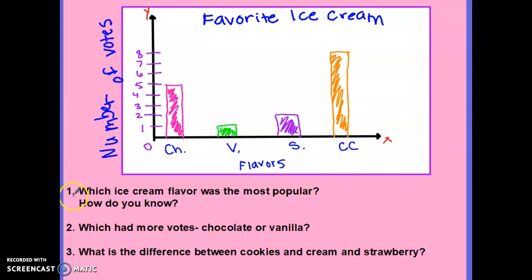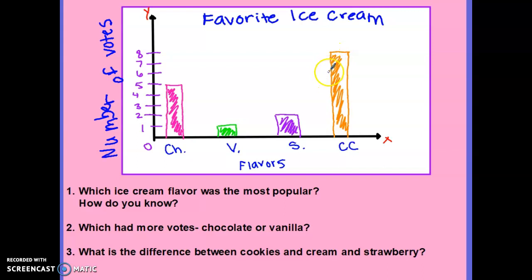So if we look at question number 1 down here, it says, which ice cream flavor was the most popular? Well, when I think of popular, and as far as a bar graph, I want to think about which one has the most votes. Well, I know that over here it says number of votes, and we have our numbers. So I know that if I look through each of them, I can tell how many votes they got. Well, chocolate got 5 votes, vanilla got 1, strawberry got 2, and cookies and cream got 8 votes.